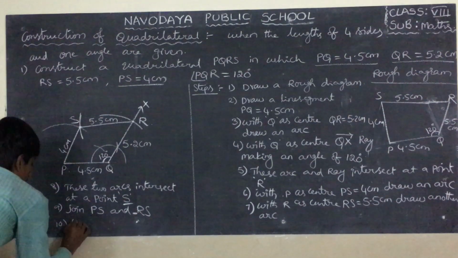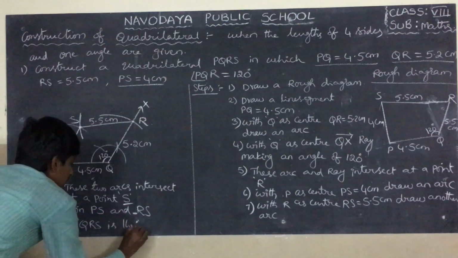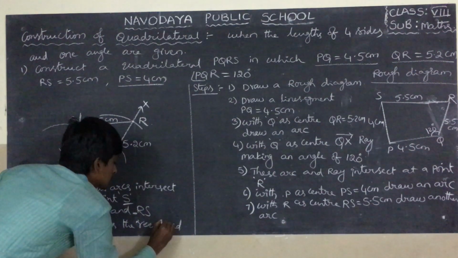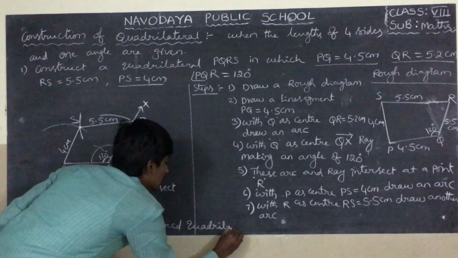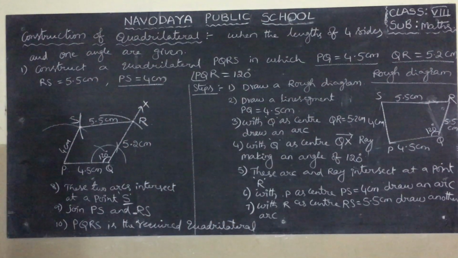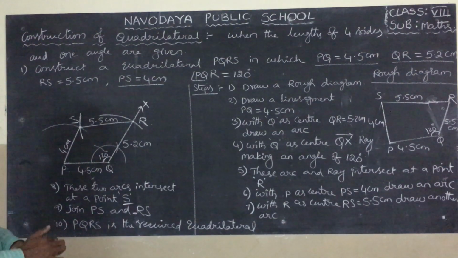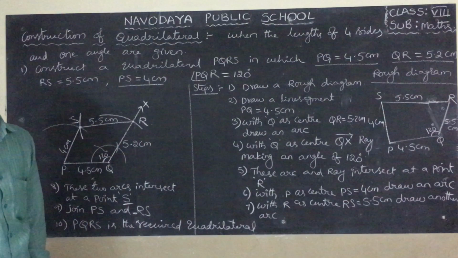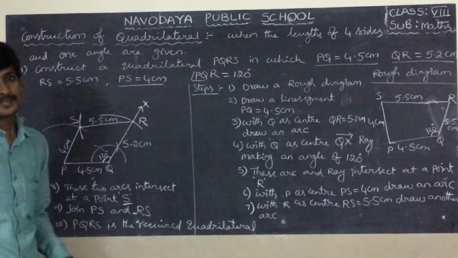Last one. PQRS is the required quadrilateral. This is the construction of a quadrilateral when the lengths of four sides and one angle are given.